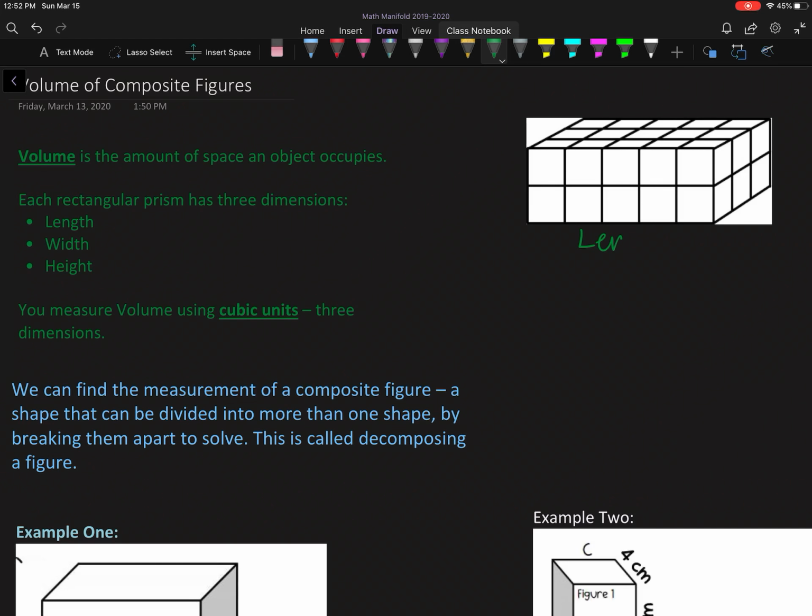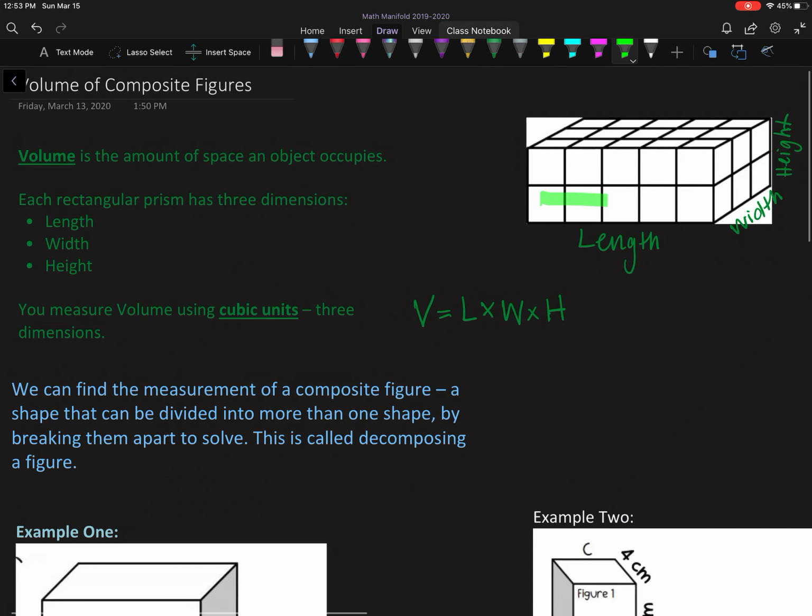So it's got length, width, and height. Now, length and width, it's all about perspective and can change. It doesn't have to always be what you see in the front is the length. It's just there are going to be those three different dimensions there. And when you're finding volume, we're going to take the length times the width and the height.